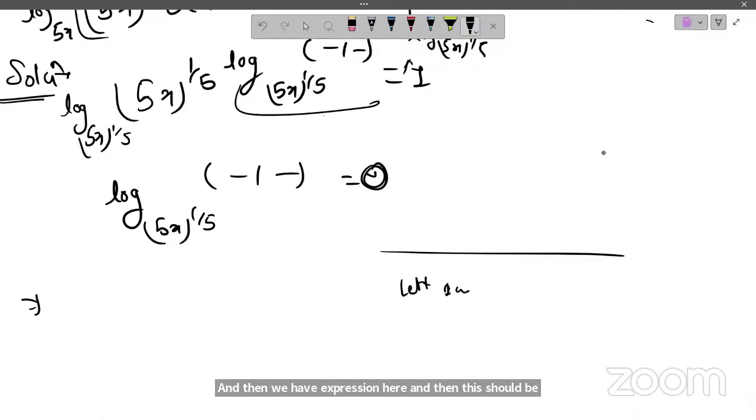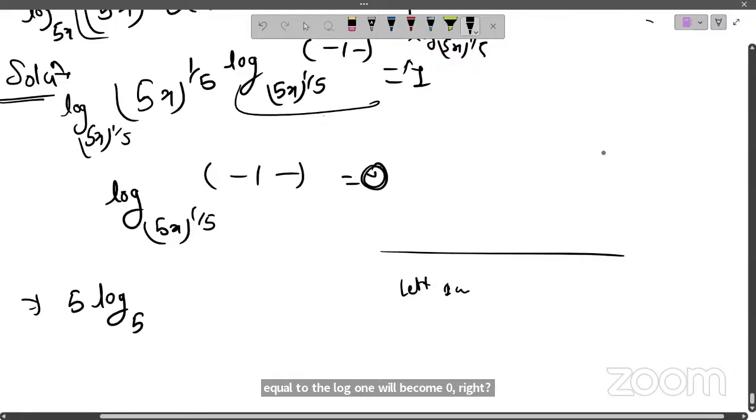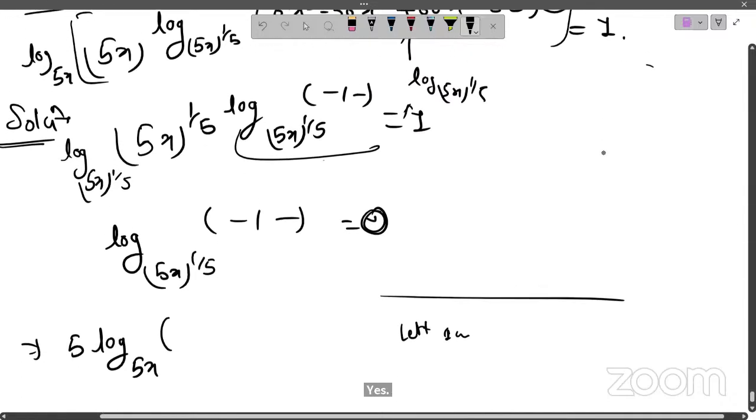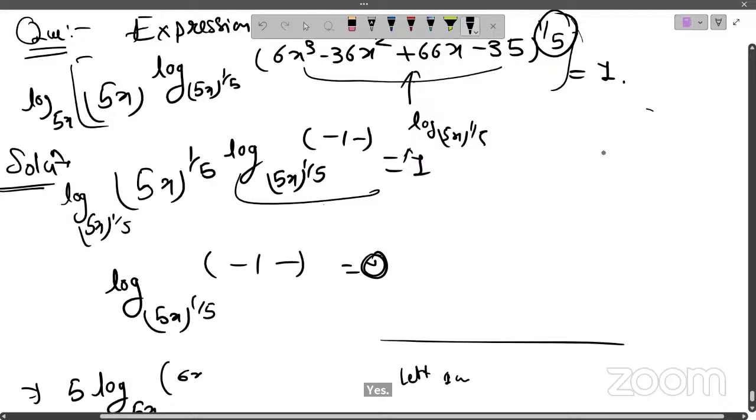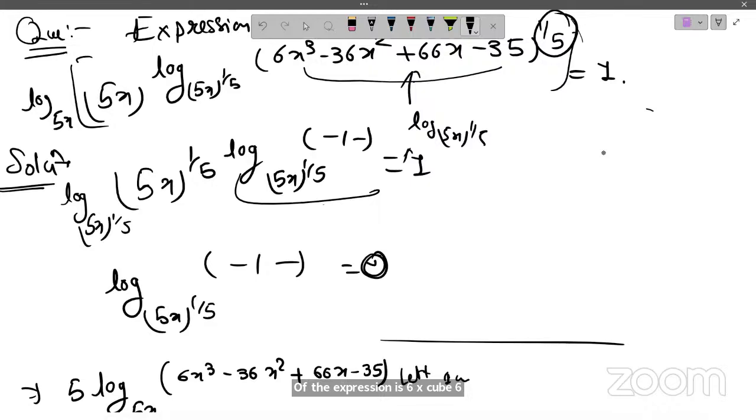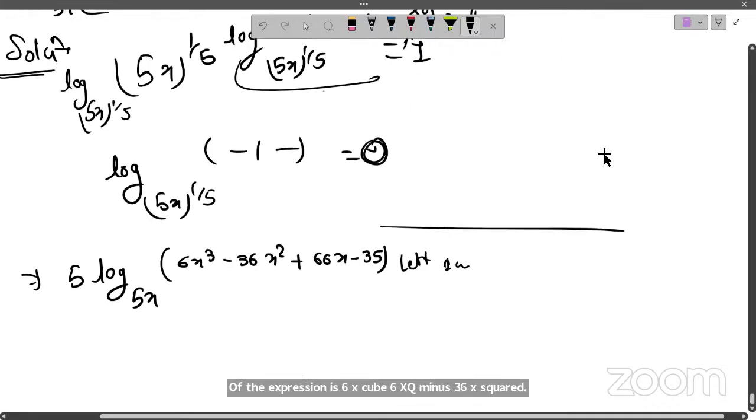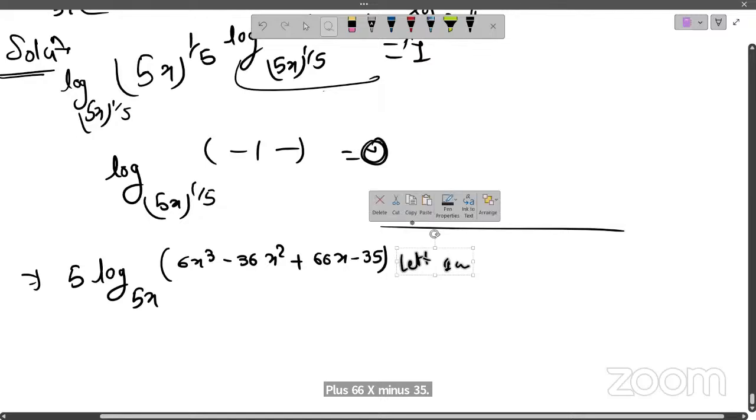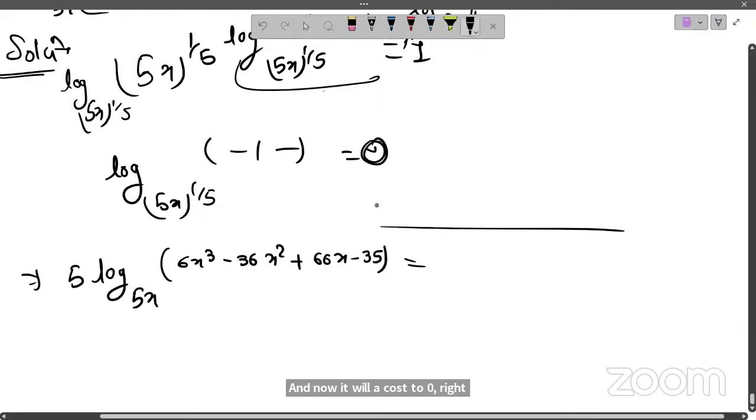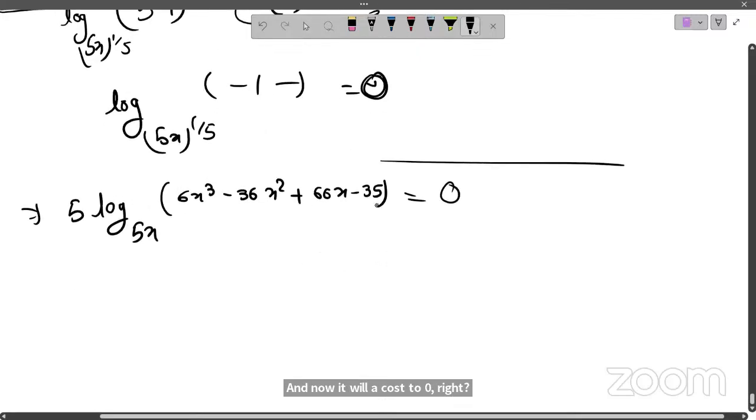Yes, sir. And the base to the power 1 by 5 will come as 5 here. So this is 5 of 5x of the expression is 6x cube minus 36x square plus 66x minus 35. And now it will equal 0, right? Am I right or not?